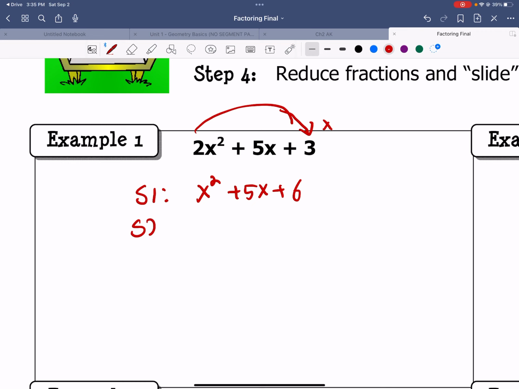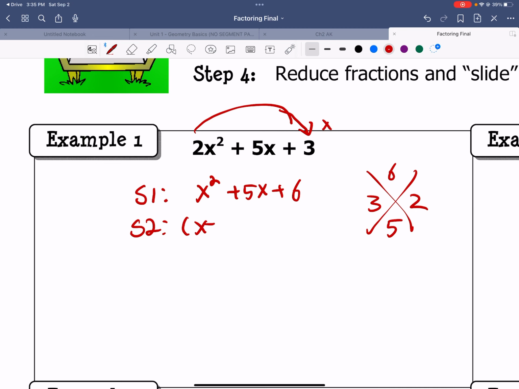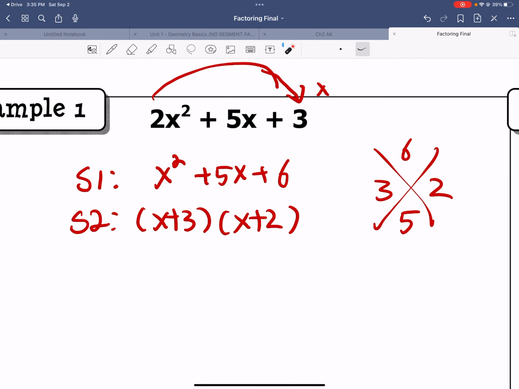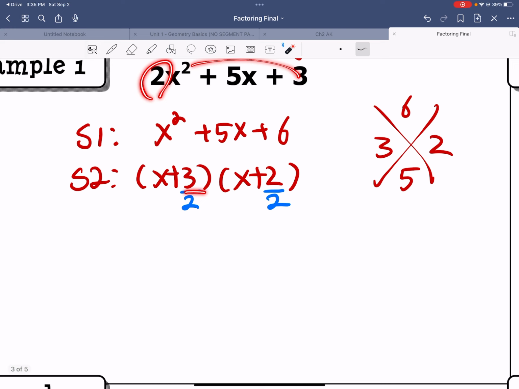And step 2 is very simple. We are going to factor this one. It's going to be 3 and 2, so it's going to be x plus 3, x plus 2. But wait, do you see we moved the first number to the last number and then multiplied? Which means we also have to do the opposite, which means divide by what we slipped over, in this case 2. Because we moved 2 to the end, we divide by 2. If it was 5, you would have to divide by 5.